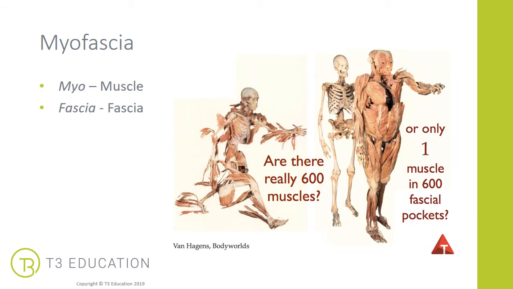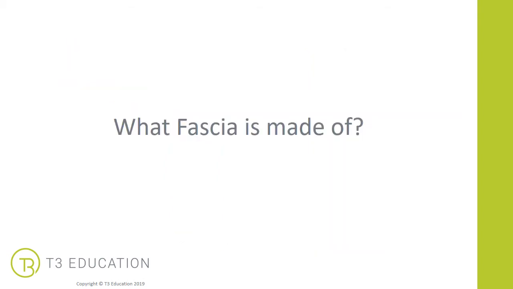Another word that is often used when talking about fascia is the myofascia or myofascial system. Myo means muscle and fascia is fascia, and it comprises the connective tissue of the superficial fascia and the muscular system together. This image here is a really good one from Von Hagens' Body Worlds, and it questions whether there are 600 muscles or one muscle in 600 fascial pockets. And this also comes from anatomy trains, which we're going to discuss later on in the presentation. So let's look at what fascia is made of.